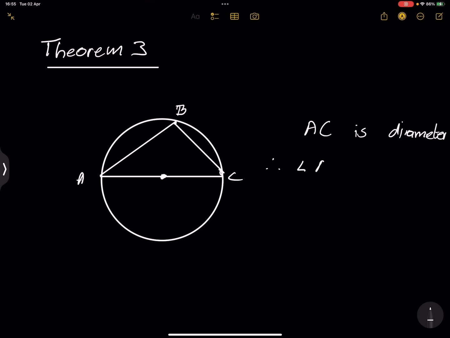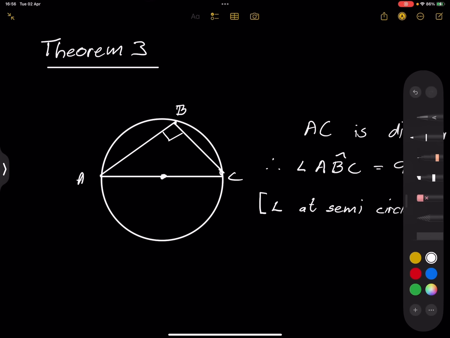Now I want you to please note, if AC is a diameter, therefore it means that angle ABC is equal to 90 degrees. So this angle over here would be equal to 90 degrees. And how do we state the theorem? Well, we shorten it this way. We simply say angle at semicircle. When we say semicircle, remember we said this would be a diameter which cuts the circle into half, so in this case, we simply say this is the angle at semicircle.